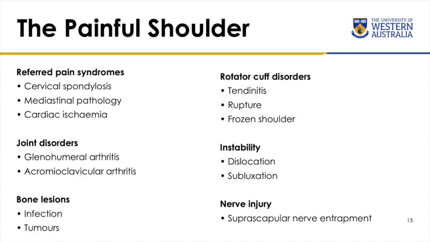Rotator cuff disorders: tendinitis, cuff rupture or frozen shoulder. Instability, which can either be frank dislocation or subluxation of the joint. Specific nerve injury would be a suprascapular nerve entrapment.